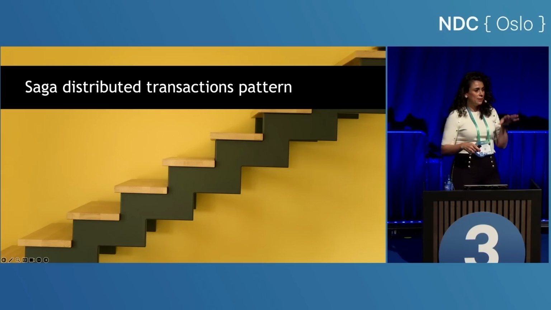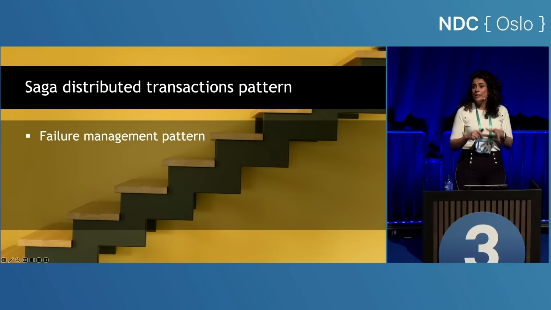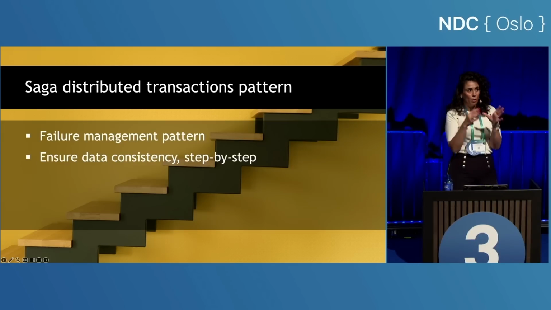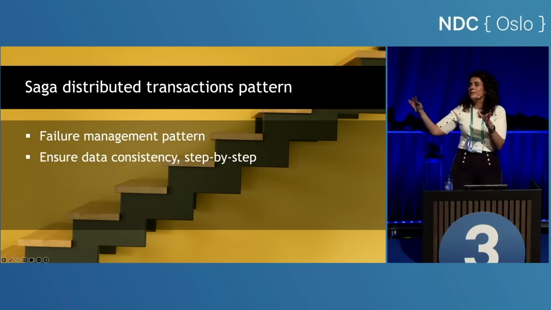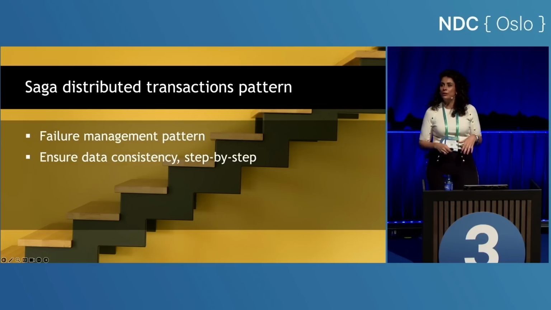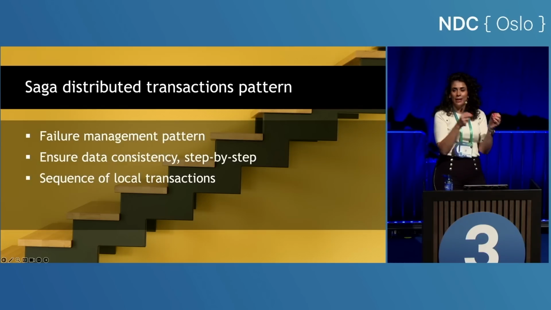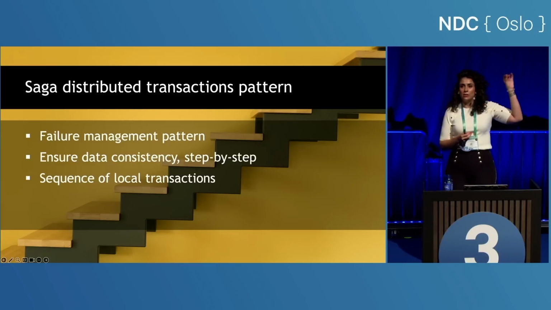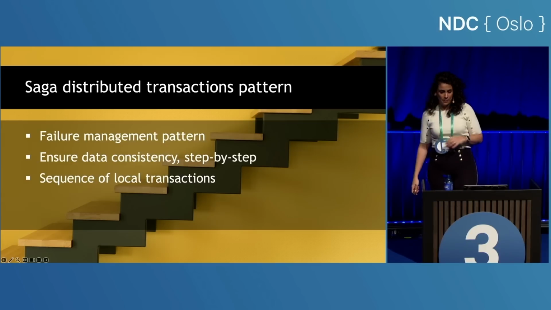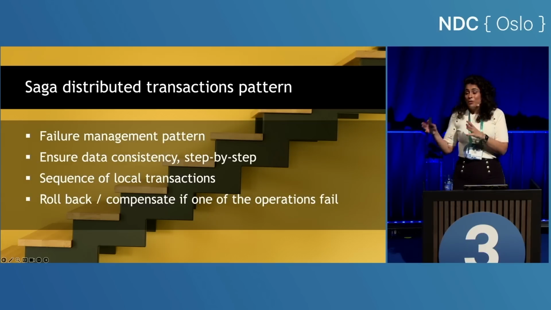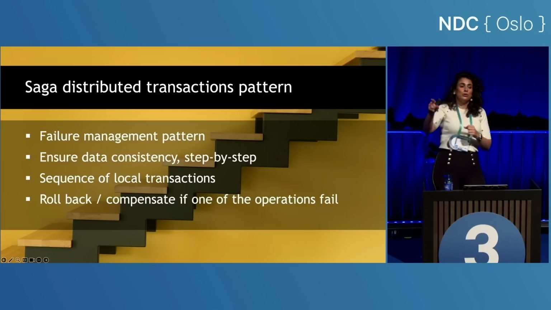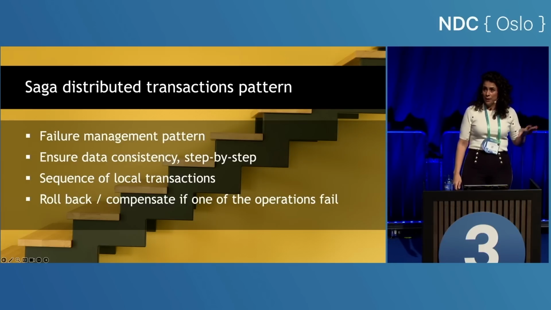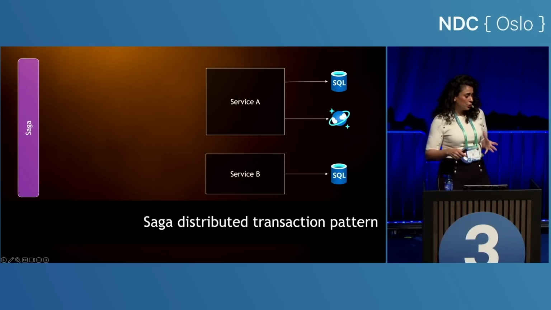The idea here is that a Saga distributed transactions pattern is basically a failure management pattern, okay? What we're going to do is create that data consistency step by step and implement that multi-phase commit, if you want, by using a sequence of local transactions. So we're going to do a transaction against one piece of infrastructure and then the next. And if something fails in that sequence, we'll also roll back all of the previous pieces of infrastructure that we touched. I'll show you a quick example so that you can visualize it.